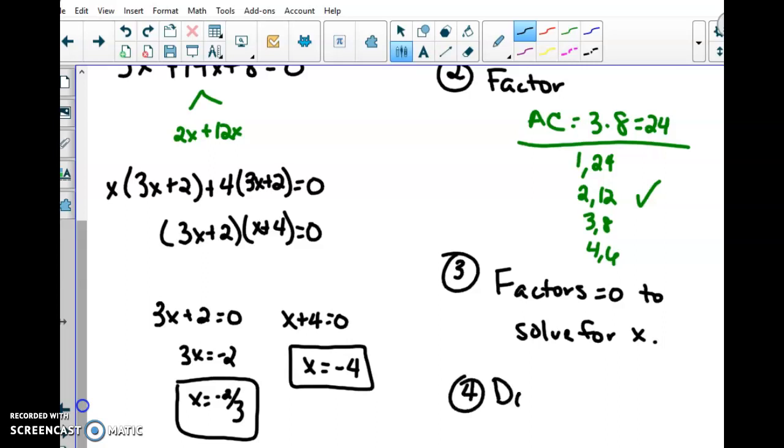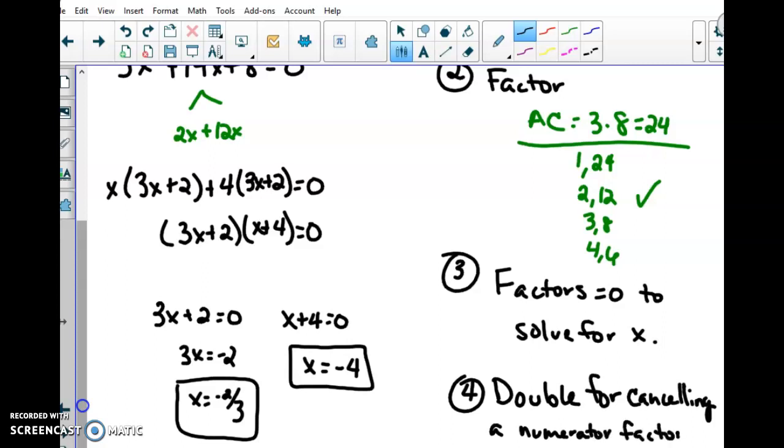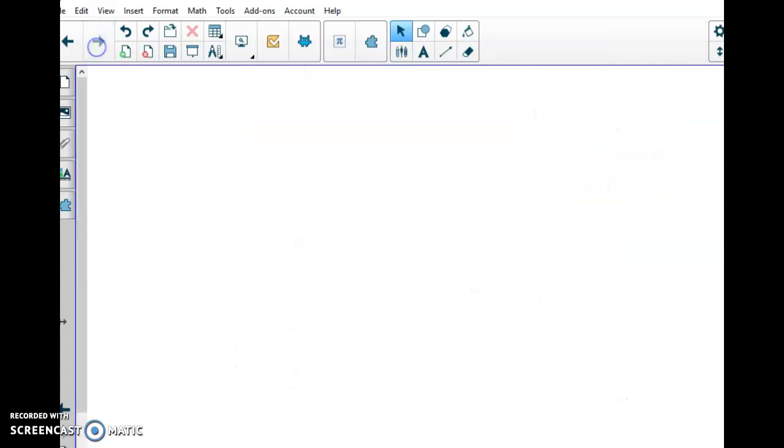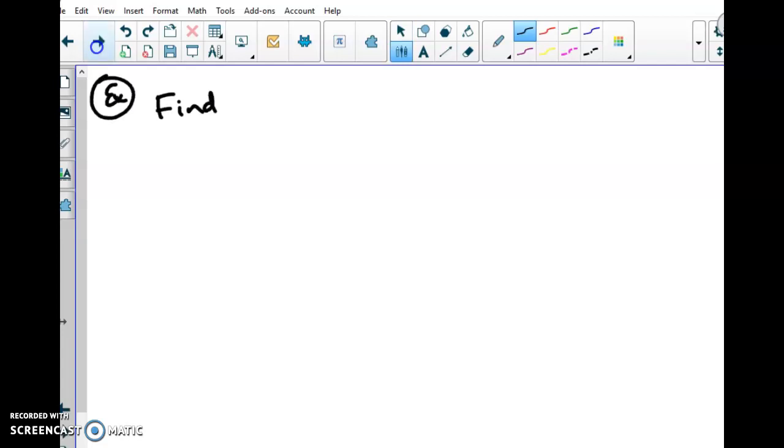So step 4 is to double check for cancellation of a numerator factor, which we in fact did not have. Horizontal asymptotes are a little bit different. They're a little bit trickier in terms of you kind of need to know what a graph looks like for a rational function or different types of functions.